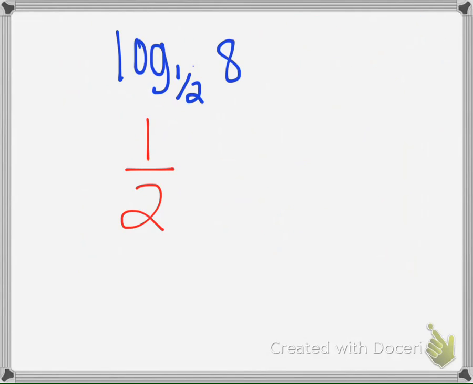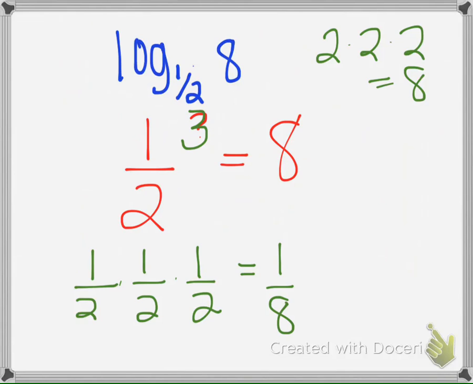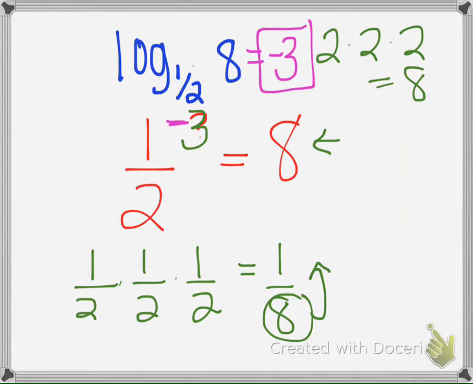So we have 1/2 to what power equals 8. So I know that 2 times 2 times 2 is 8, but it would mean that it would look like this, 1/2 times 1/2 times 1/2. If I put a 3 here, that's what it's saying, which is 1/8, not 8. So if I want this 8 to be brought up, so it's 8, I would need this exponent to be negative 3. So the answer is negative 3.